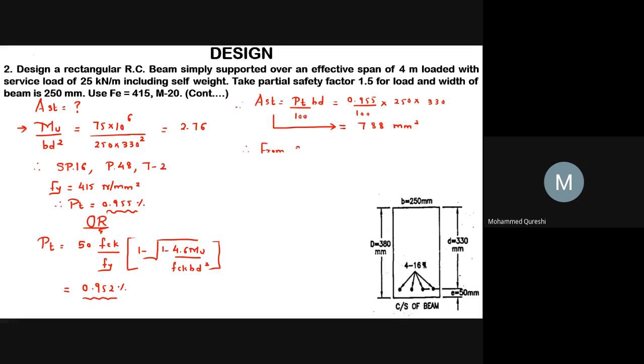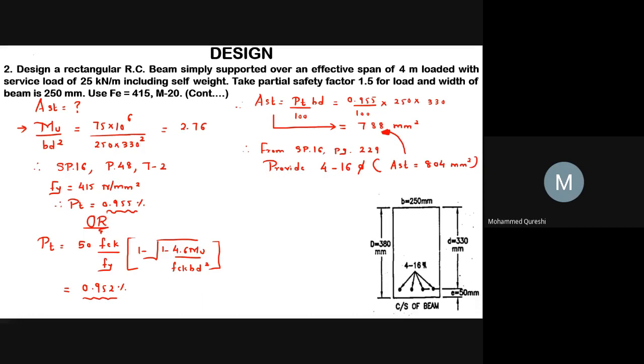Now from SP16 page 229 we have to provide the number of bars. So 4 numbers of 16 dia bars we have to provide, and for that your AST will be equals to 804 mm square, which is greater than 788 mm square. Hence we can provide 4 numbers of 16 dia bars.